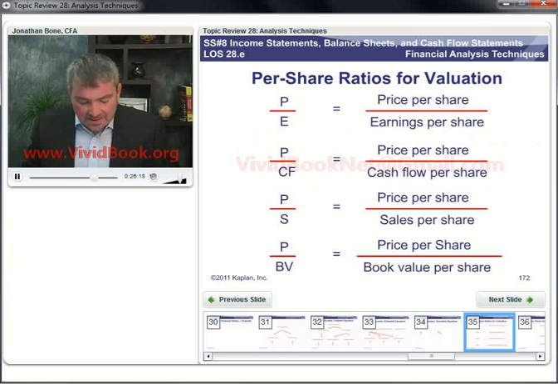Next LOS, calculate and interpret ratios that are used for equity valuation, credit valuation, etc. So here are a few of our classics: price earnings, price cash flow, price sales, price book value. When they talk about book value per share, note that it is the book value of equity, so the stockholders' equity divided by the number of shares. I'm not going to go into any detail with these here because they're all repeated in far more detail in equity, of course.